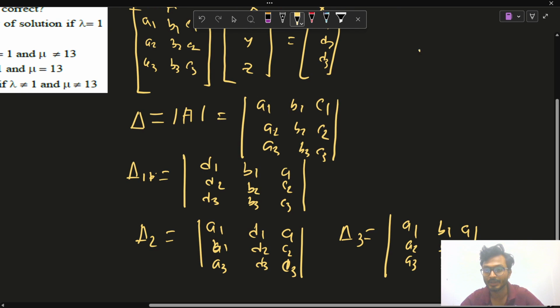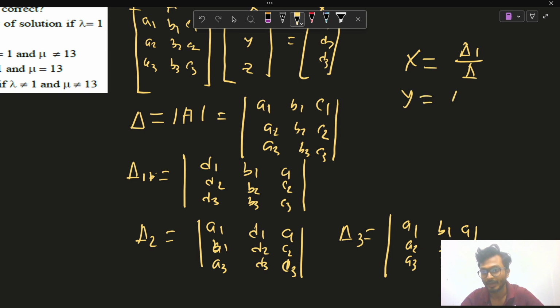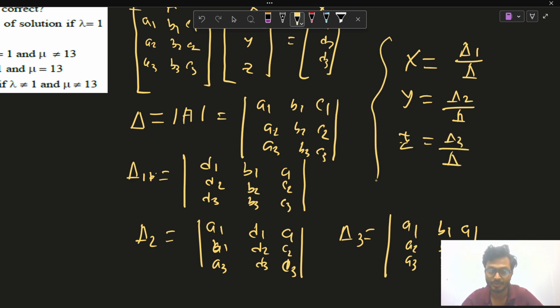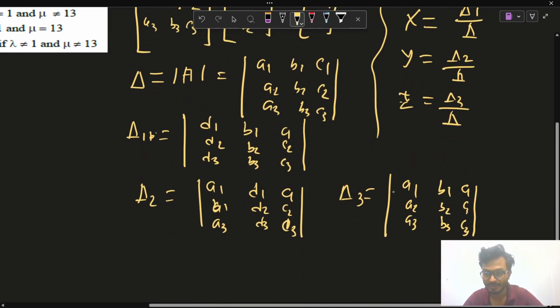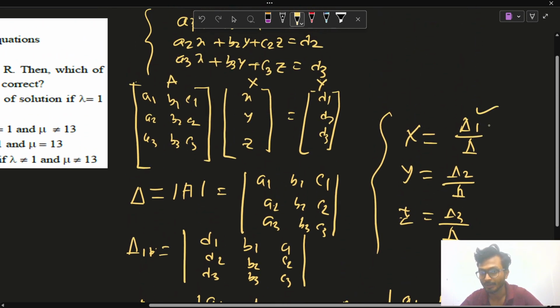Now how do we get x? x will be given by delta 1 by delta, y will be given by delta 2 by delta, and z will be given by delta 3 by delta, right? So this is the solution. So if a system is given, then we define delta 1, delta 2, delta 3 like this, then we just have to find delta 1, delta 2, delta 3 and delta, then we get x, y, z.